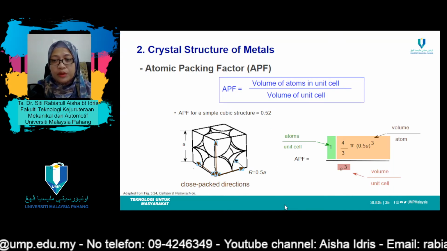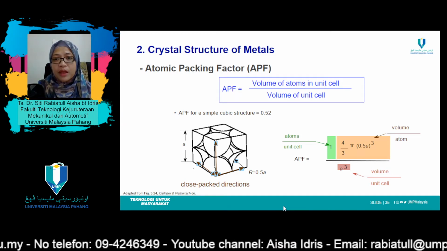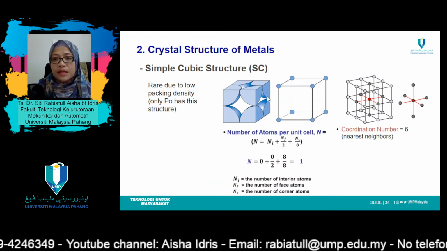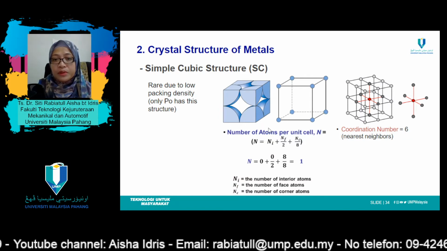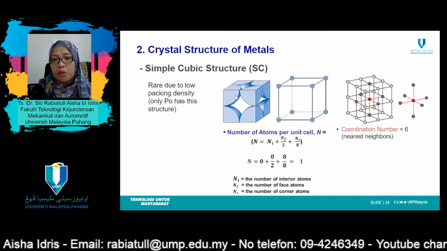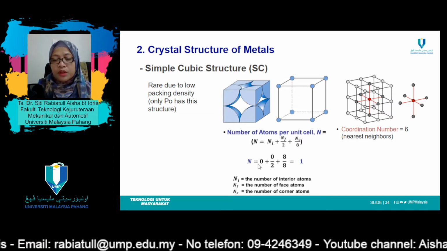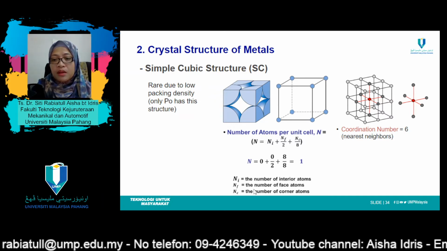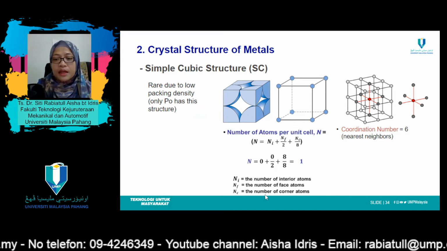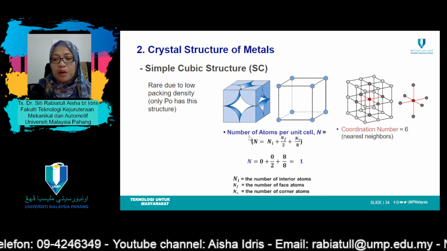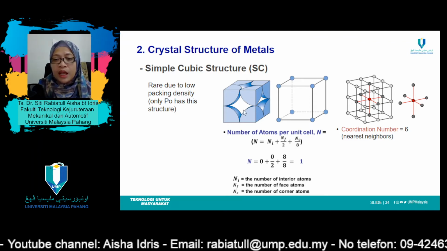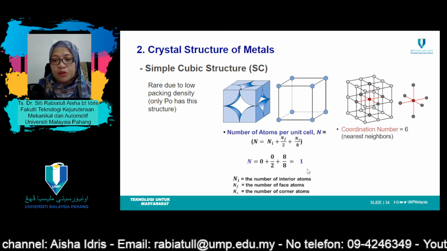Now let's look at how we calculate APF, the atomic packing factor. Before that, let's do this example to calculate the number of atoms for the simple cubic structure. So N equals, is there any interior atom for SC? No, so it equals 0. The number of face atoms, so no face atom, so 0 over 2, plus the number of corner atoms. Yes, there are 8 corner atoms in SC. 1, 2, 3, 4, 5, 6, 7, and 8 at the back. So 8 over 8 altogether equals 1.